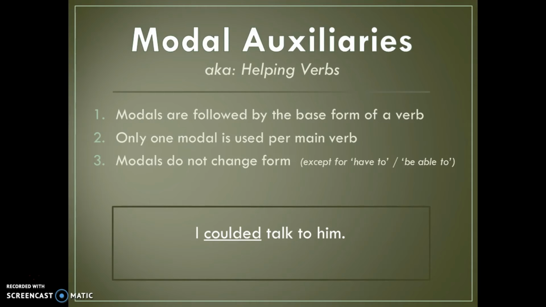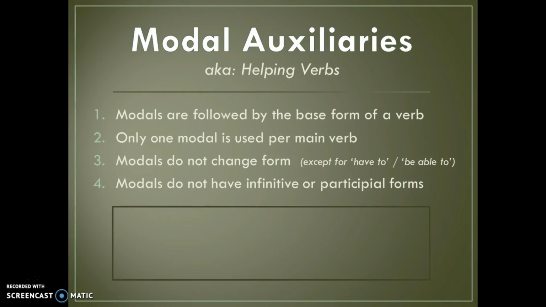So here's one example of modals not changing their form. You can see I couldn't talk to him. This is incorrect because modals must stay in the form that they are in. Our fourth rule about modals is that they do not have infinitive or participial forms. So, I to may talk to him is incorrect because a modal does not have an infinitive form.